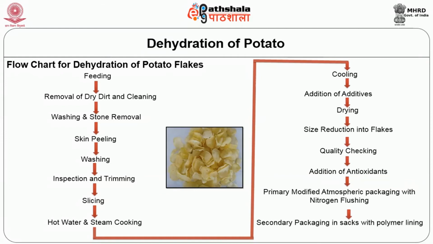The addition of additives and drying takes place, followed by size reduction into flakes. The final quality checking is followed by addition of antioxidants and primary modified atmospheric packaging with nitrogen flushing. The secondary packaging in sacks with polymer lining is the final step, whereafter the potatoes are exported and shipped.